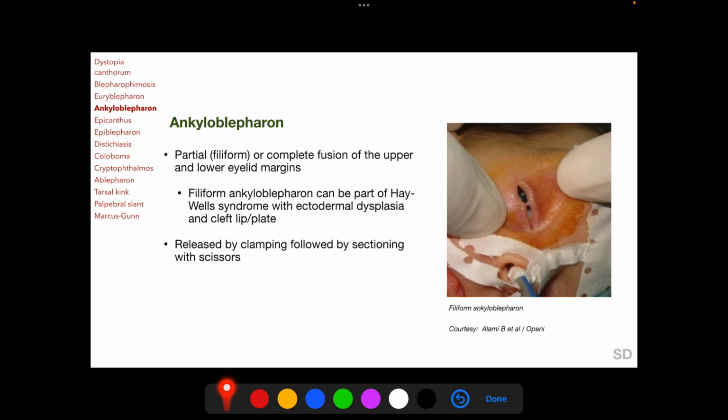Ankyloblepharon is partial or complete fusion of the upper and lower eyelid margins. When partial, it is called filiform ankyloblepharon as seen in this picture, and filiform ankyloblepharon can be part of Hay-Wells syndrome. And ankyloblepharon can be easily released by clamping for hemostasis followed by sectioning with scissors.